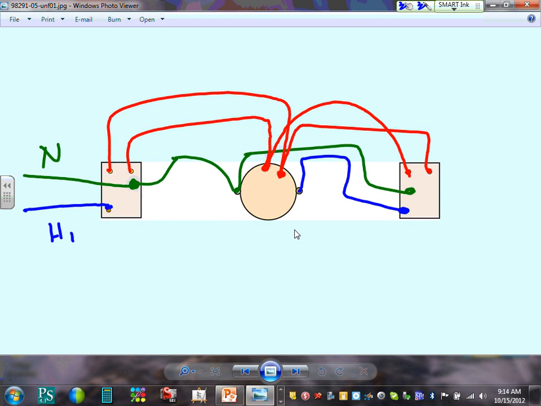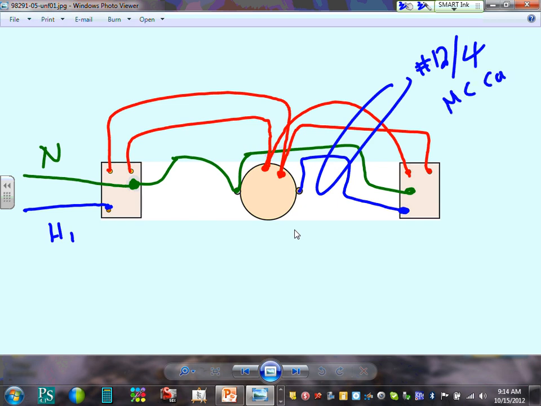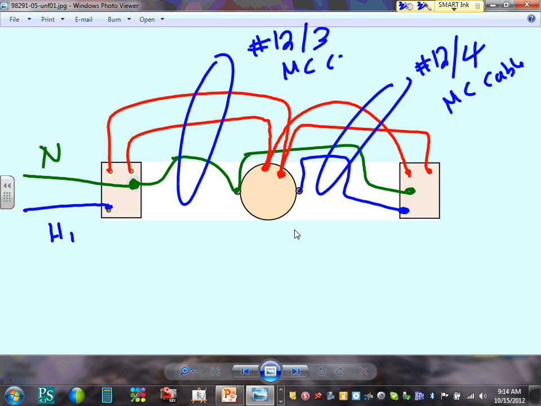Why? Take this. Now, what AC cable do I need here? 1, 2, 3, 4. This will be, let's just say, number 12, 4 MC cable. Right? Why 12, 4? Because I need two travelers, one neutral and one return to the one switch top. How many wires do I need here? I need number 12, 3 MC cable. Why do I use MC cable? We're commercial now. NM cable is out the window, right?